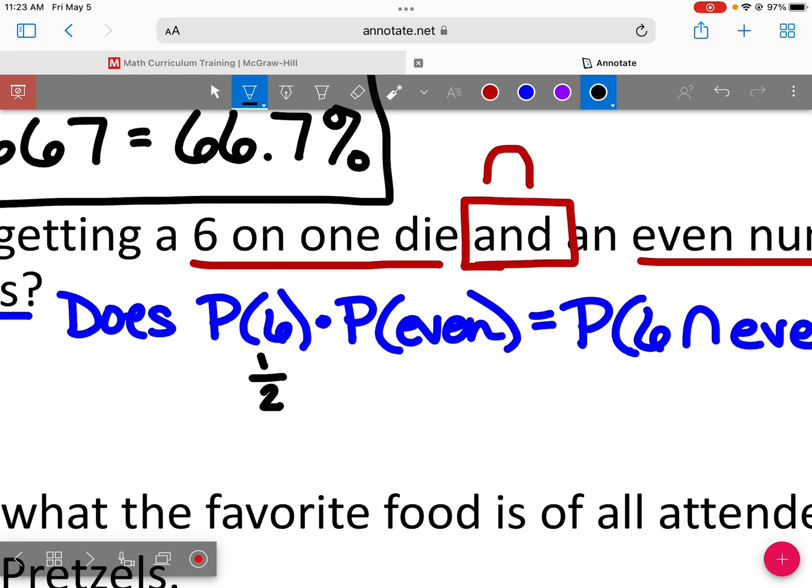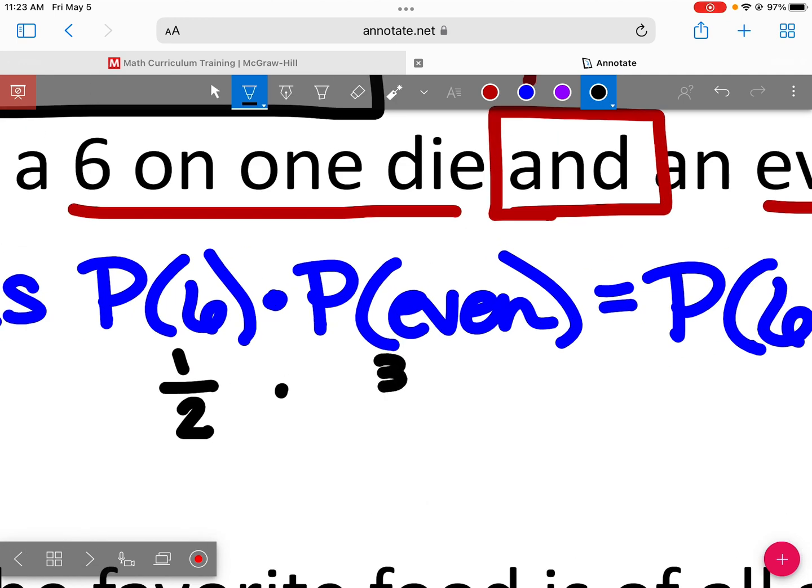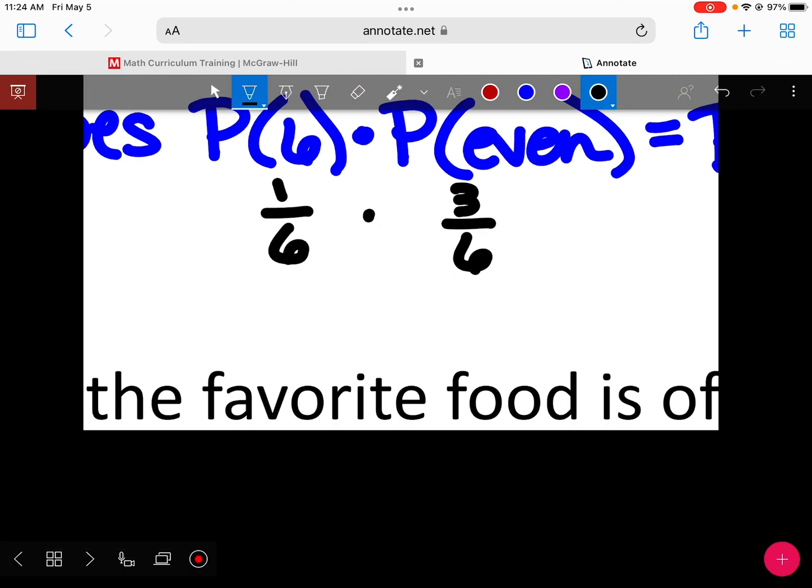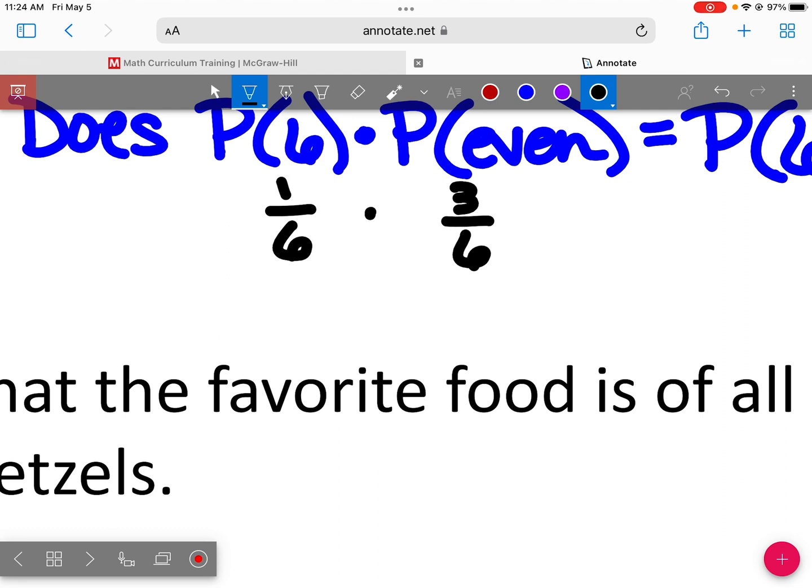What's the probability now if I roll this same die again, I get an even number? How many even numbers are there? 3. There's 3. 2, 4, and 6 are on here. So 3 out of 6. We're going to multiply those together. How do we multiply fractions? Straight across. Oh, I wrote 1 over 2. It's 1 over what? 1 over 6. Sorry, guys.